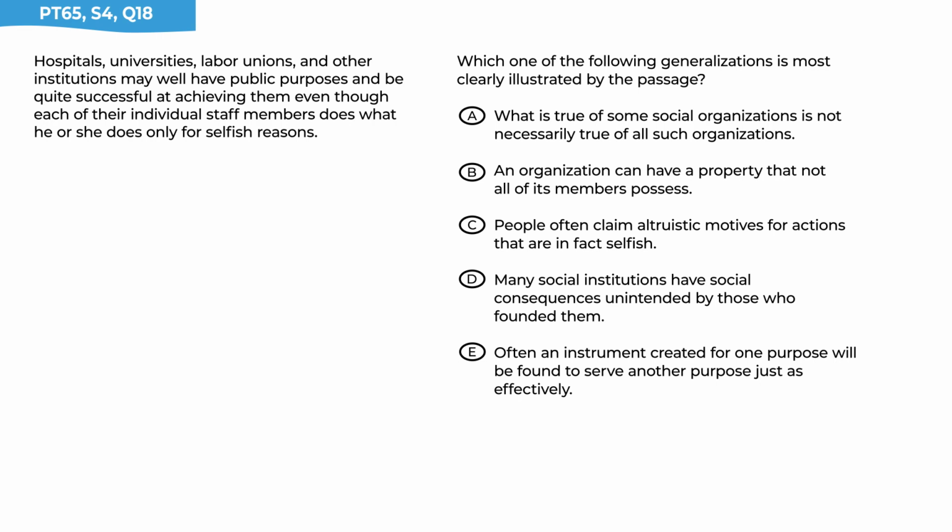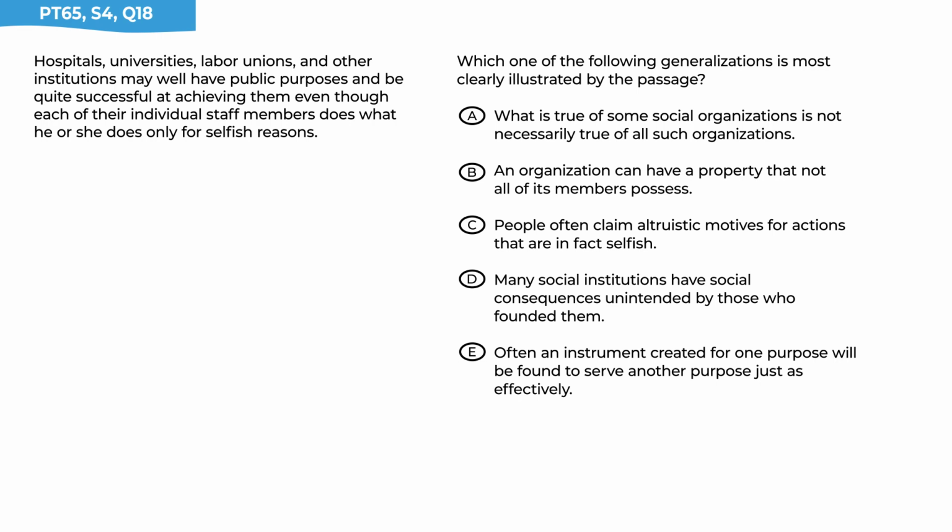We have this phrase that says even though. So these kind of somewhat juxtaposed positions. What is it that is even though? Each of their individual staff members does what he or she does only for selfish reasons, so the individuals behave for selfish reasons, whereas the hospitals, universities, labor unions, and other institutions, we're talking about groups or wholes, may well have public purposes and be quite successful at achieving them. So we've got public purposes, the institutions are successful at achieving them, and yet the individual staff members are doing what they do for selfish reasons.